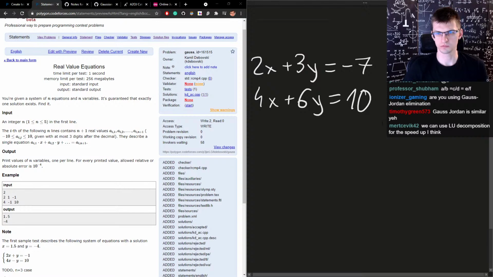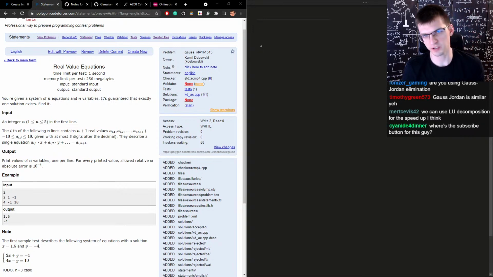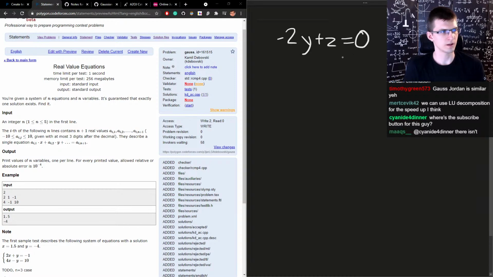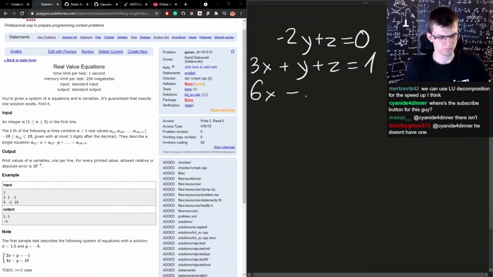Or maybe what we should do is to make it already the very first column. Let's say that the first equation is -2y plus z is 0, and then we have 3x plus y plus z is equal 1. I don't know, this.